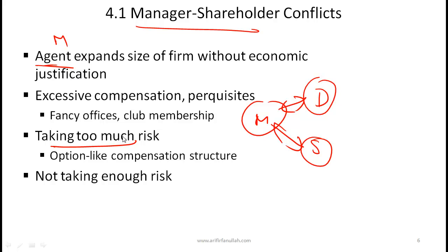If the risk does not pay off, then he still makes his salary. So there might be an incentive for the manager to take more risk than he should.